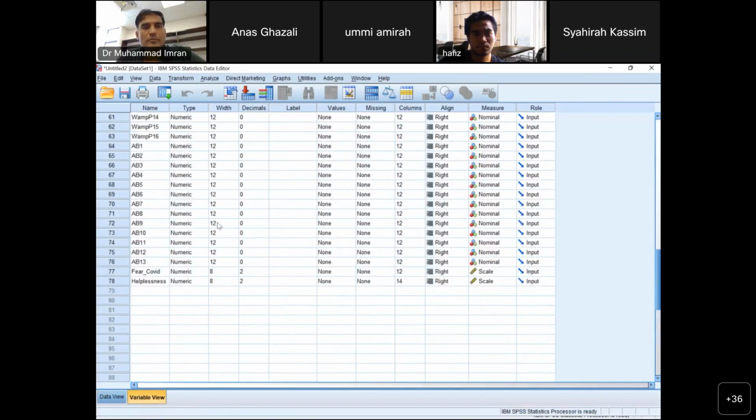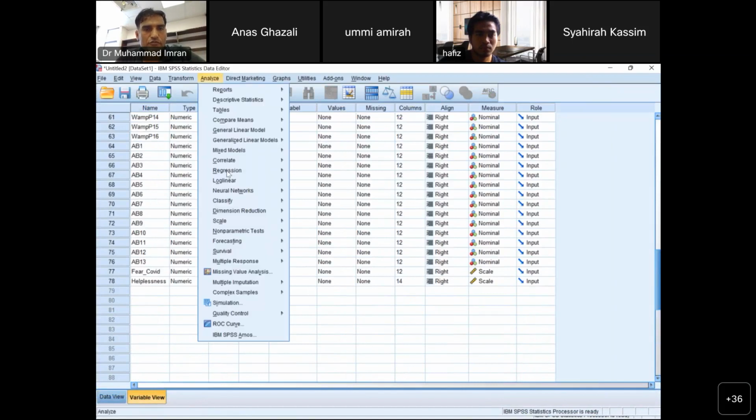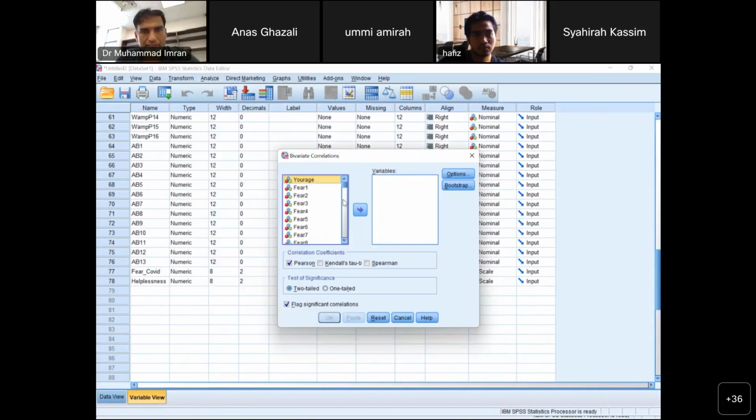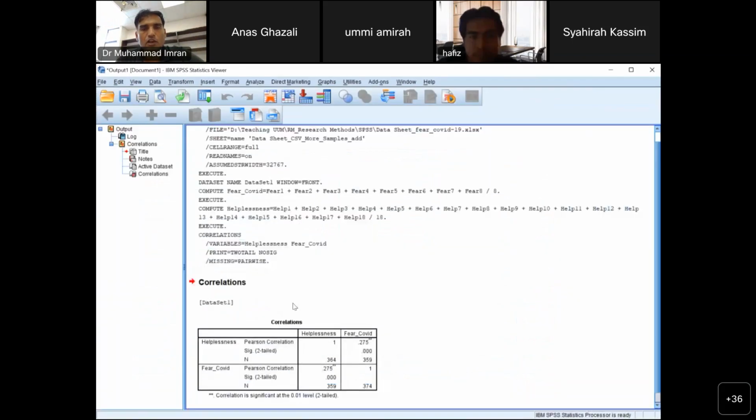No, my dear students, please look carefully. Now we are going to see the bivariate. Okay, analysis, correlation, bivariate. Here, helplessness, COVID-19, two-tailed. Yeah, I'm going to check two-tailed. Open. Now, this is the result.